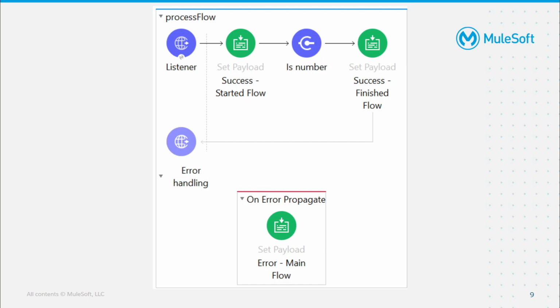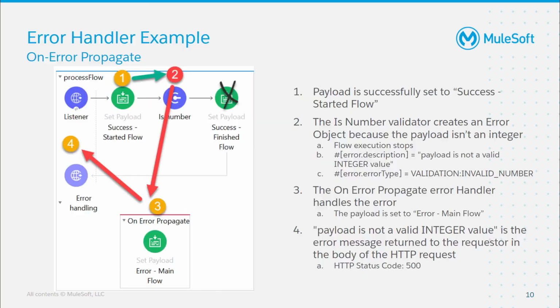In this case, the error handler is an on-error propagate scope, and within the scope, there's a set payload that will set the payload to the string of error main flow. For the first example, we will use the exact flow shown in the previous slide.